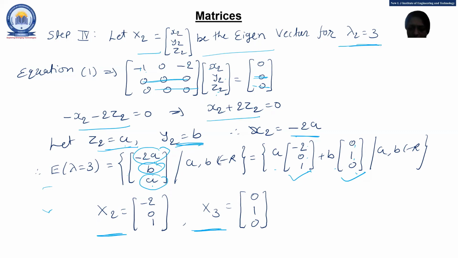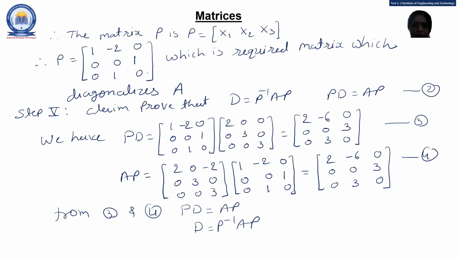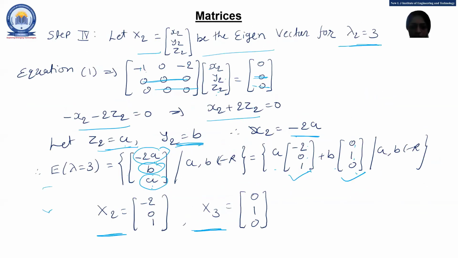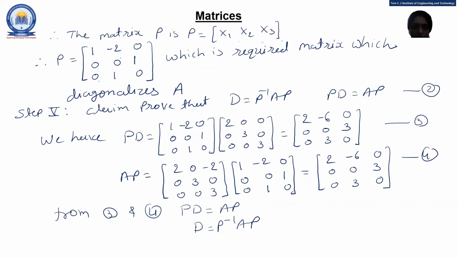This one is the third vector. It means the matrix P is x1, x2, x3. Our first vector is 1, 0, 0, right? Then -2, 0, 1 and 0, 1, 0. So P is 1, 0, 0, -2, 0, 1 and 0, 1, 0, which is the required matrix that diagonalizes A.